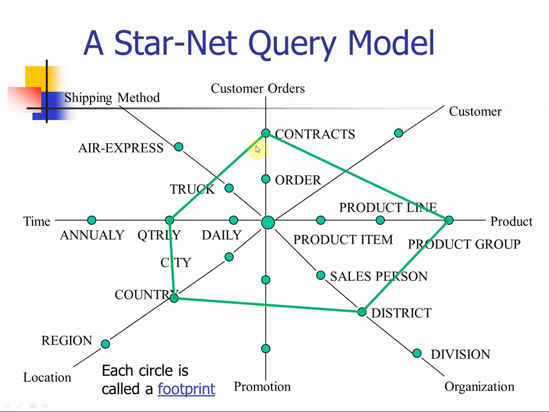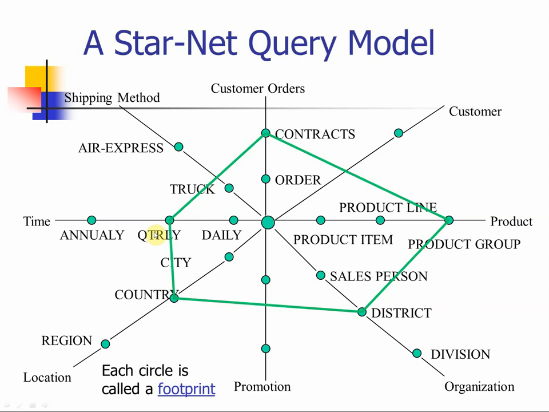And for customer, it uses the contracts dimension. For product, it uses the product group. And for organization, it uses the district. And for location-wise, it uses the country. And for the time, it looks into the quarterly information.